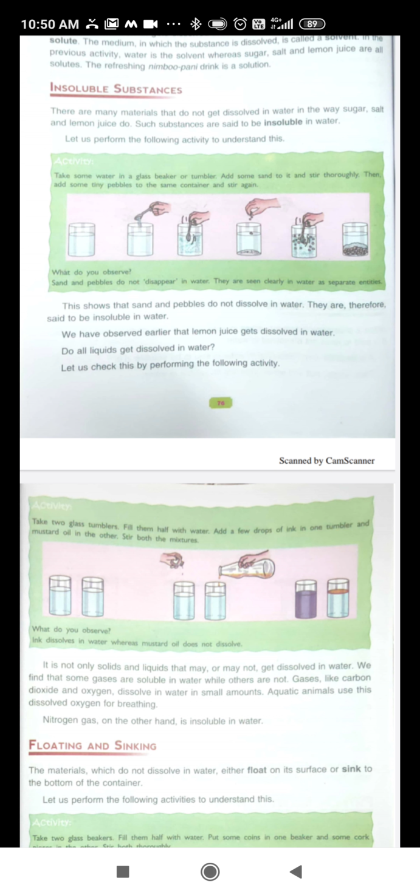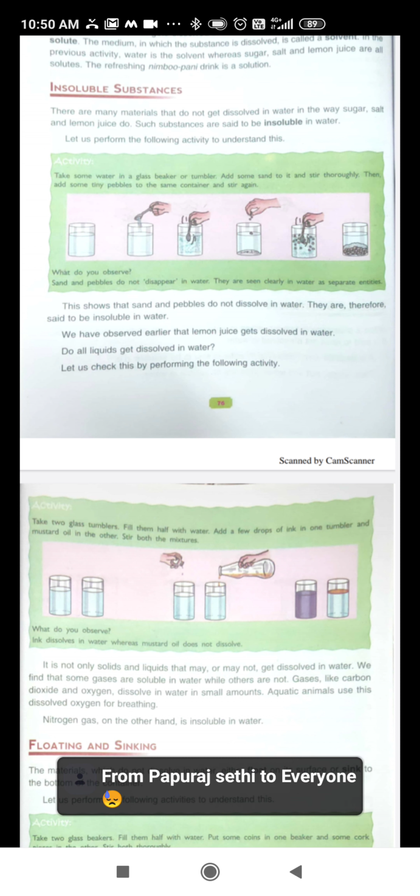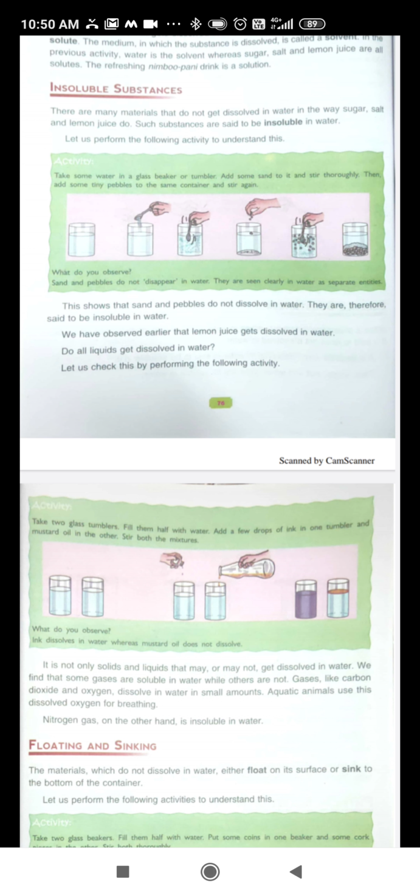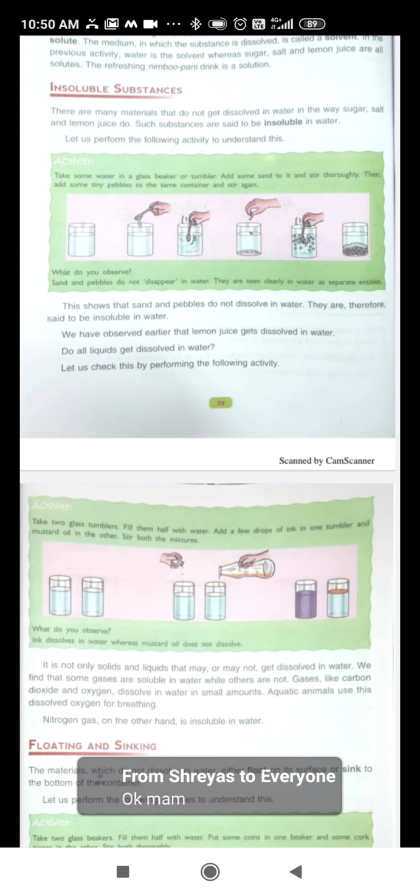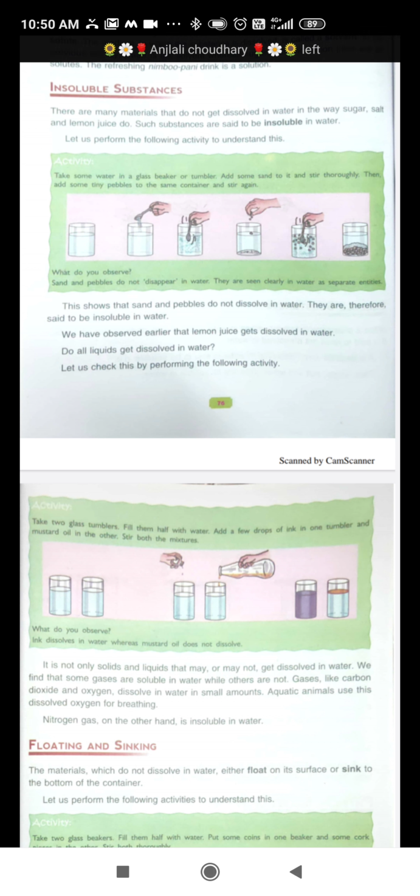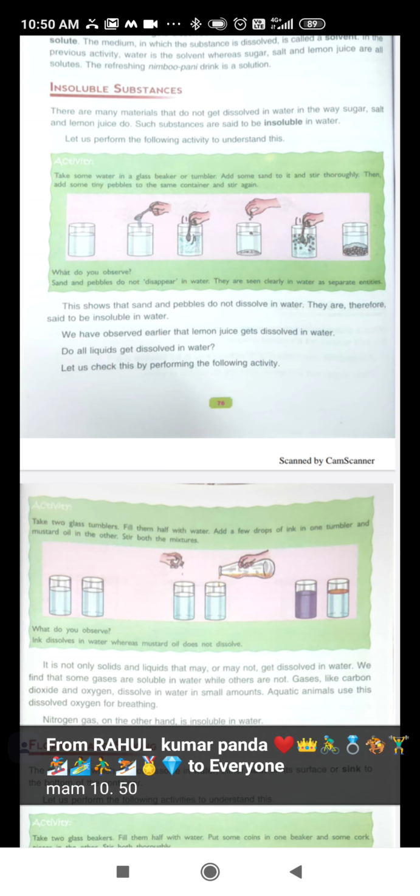You can click pictures, or you can make a video of yourself explaining, and you can share the video or the picture in the group also. Okay, if you do it yourself, then you will have a better idea of it. Okay, so add a few drops of ink in one tumbler and mustard oil in the other. Stir both the mixtures. What do you observe?